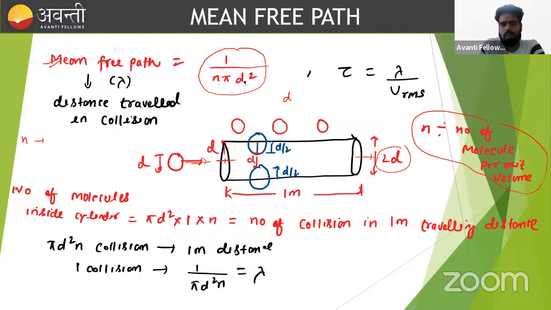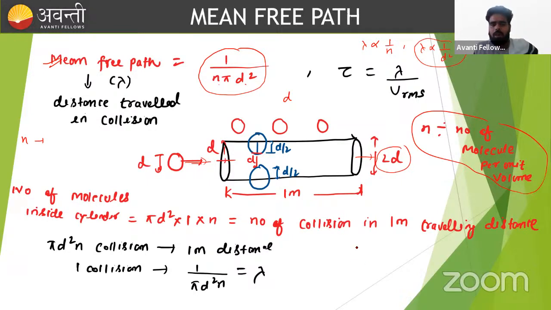Beta, the type of question generally asked is: suppose one molecule has this diameter and another has that diameter, then find the ratio of the mean free path. So here the mean free path is inversely proportional to the number of molecules per unit volume, and inversely proportional to d square.